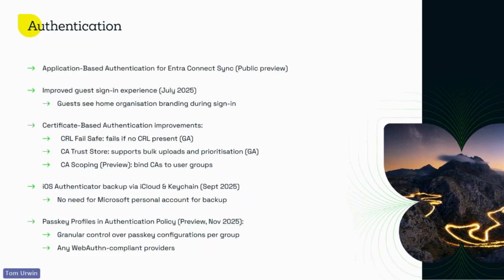There's also improvements to certificate-based authentication. So whereby if there's no revocation list present, it will just automatically fail. So that's a security enhancement there. There's also improvements to the trust store. So we can now prioritize and support bulk uploads of certificates. And coming in preview, we can now bind certificate authorities to different user groups as well. So it's not just a general rule for all.